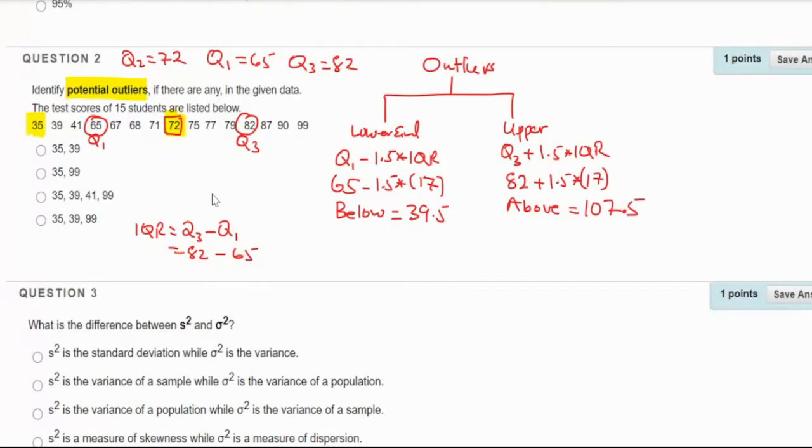Oh, I can see my own answer. Yeah, 35 and 39. You know what is funny? When I saw the 39.5, it is somewhere here, right? So we choose this answer.